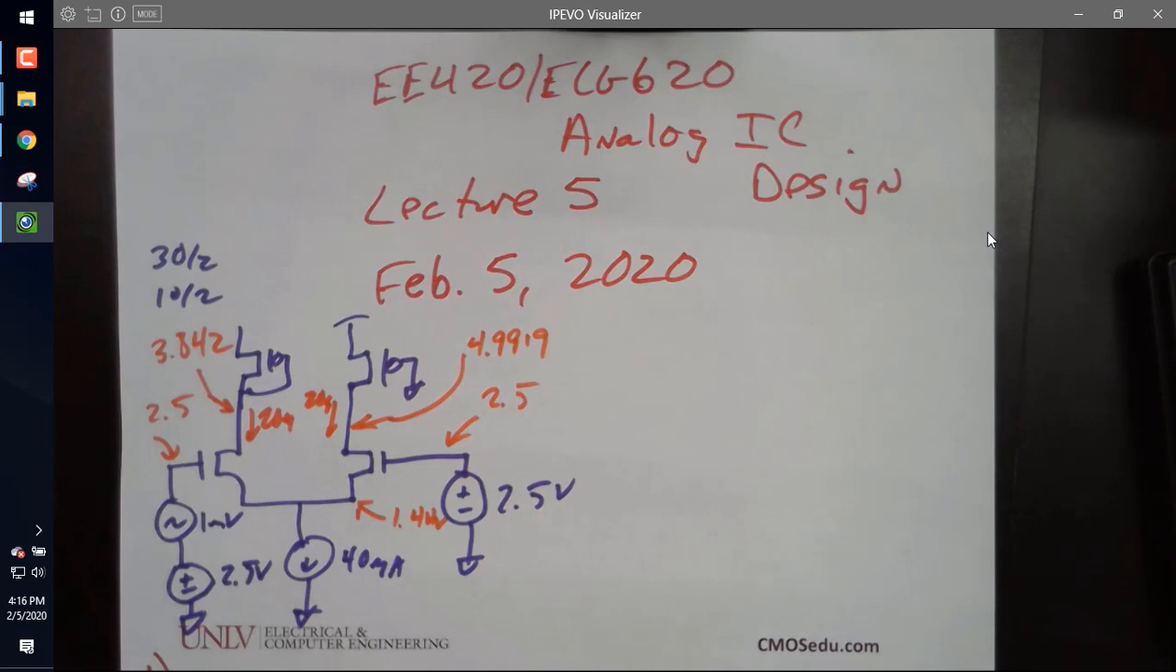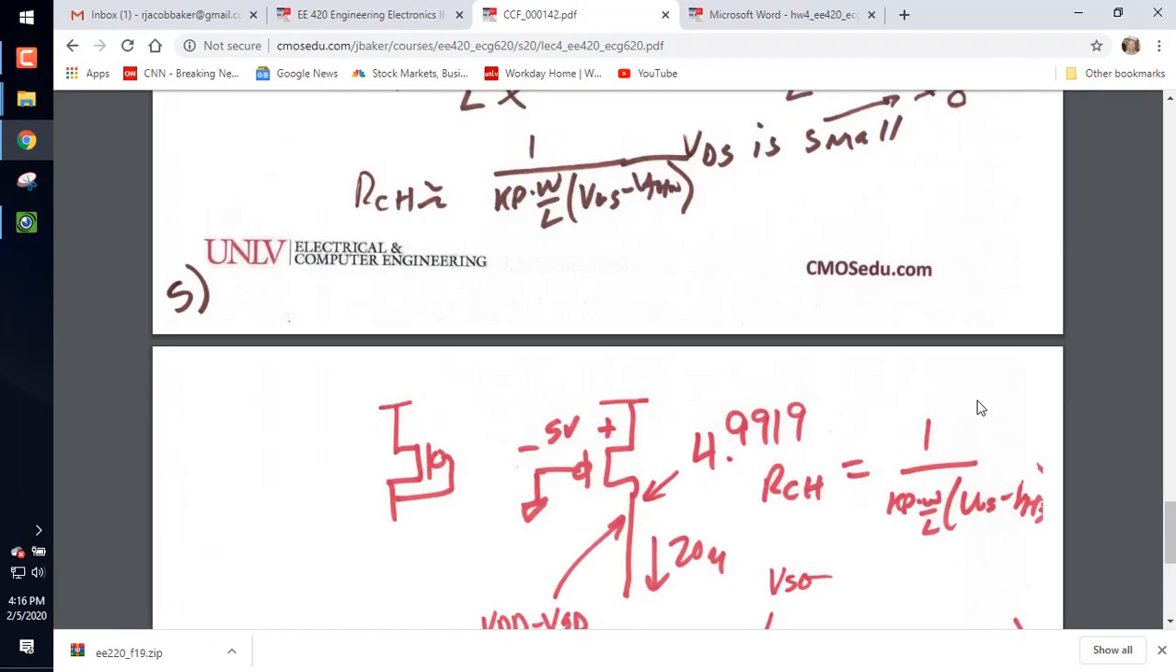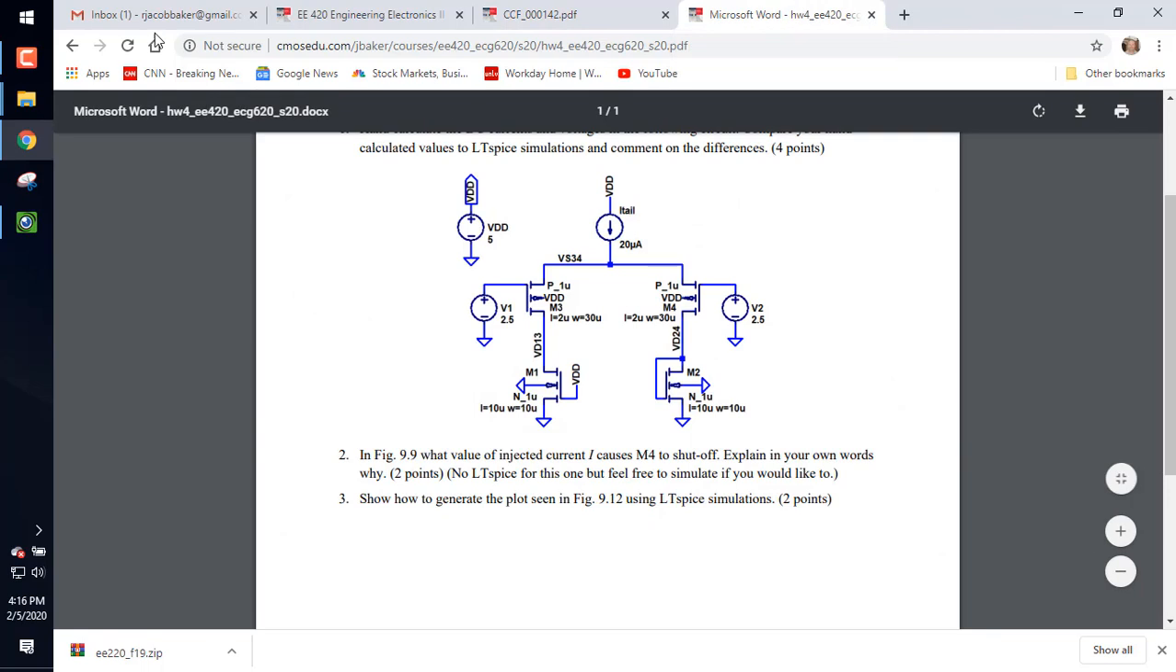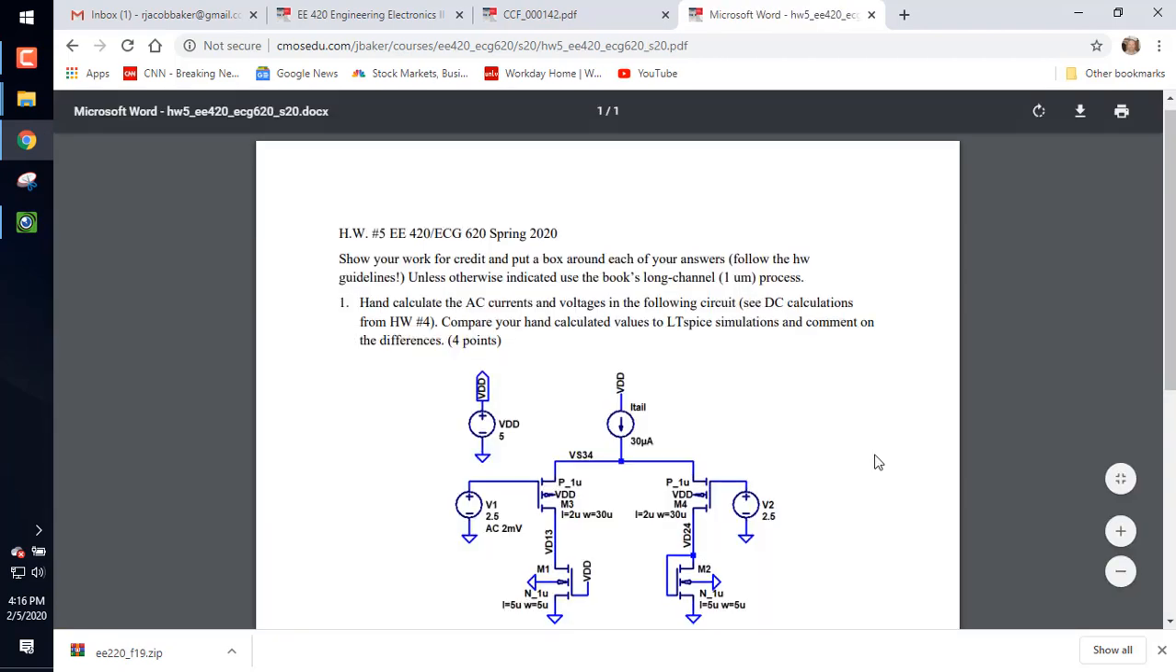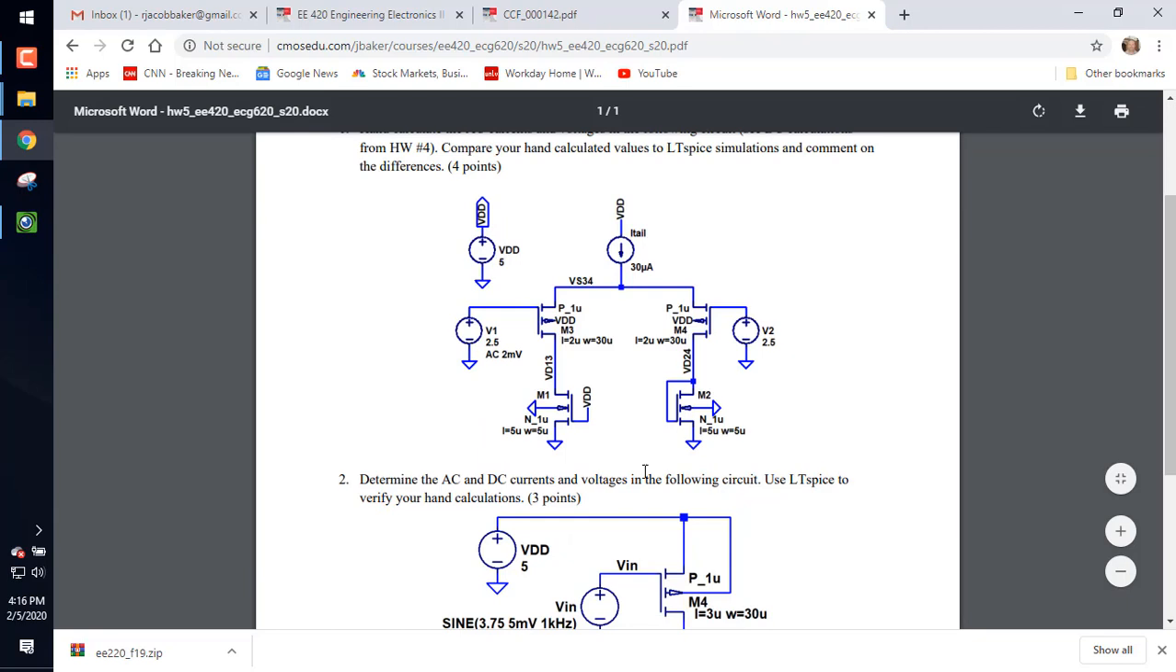We ready to do AC? And then what was the other thing we were going to do today? PMOS. Let's look at the homework and see if that would be a good idea. Homework that's due on Monday, February 10th. What do we have here? What device? The PMOS? These are PMOSs. It's a PMOS diff amp.